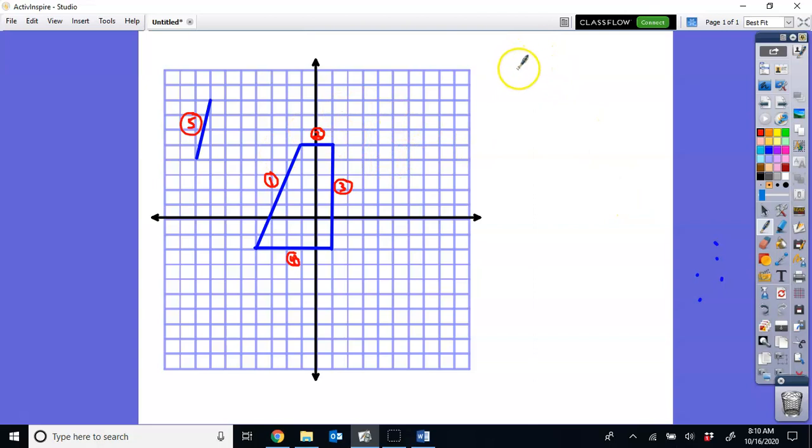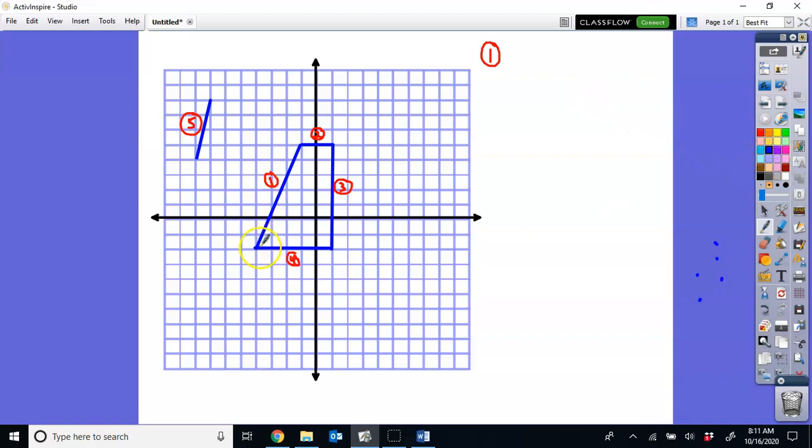What I'm going to do then, on a separate sheet of paper, is write down number 1, and then find my equation. And I don't care if you put all your work there, as long as you show me your final answer somewhere, that's fine also.